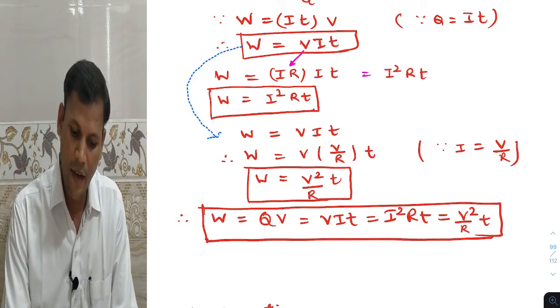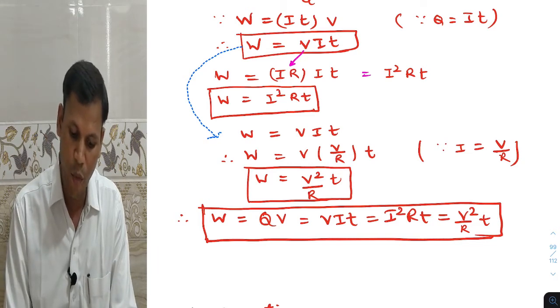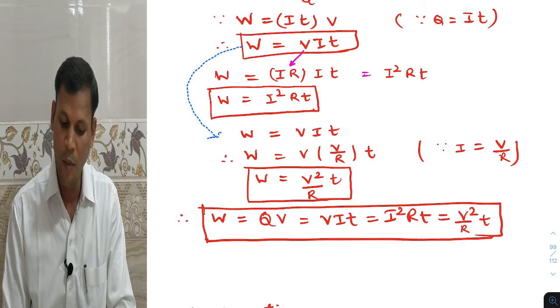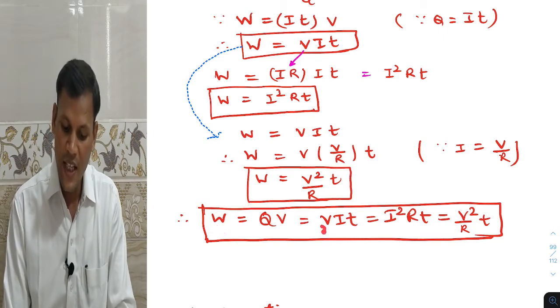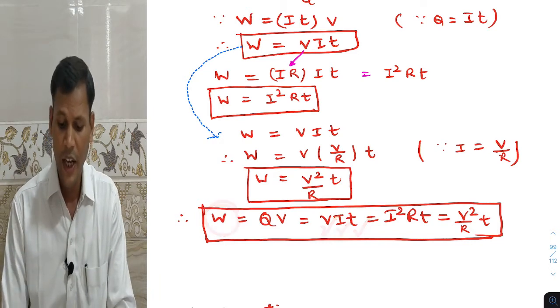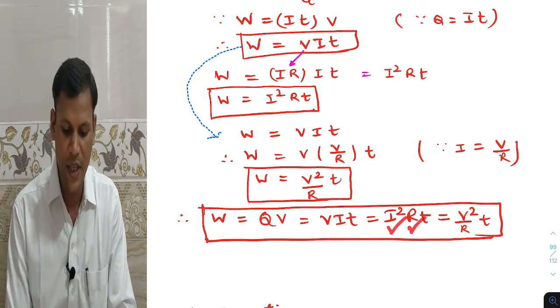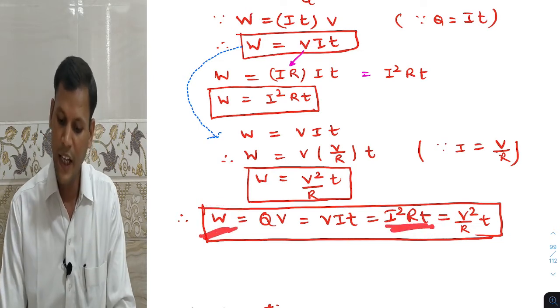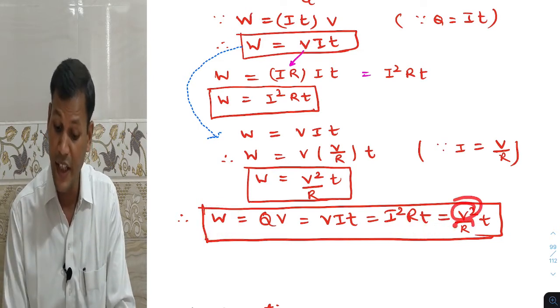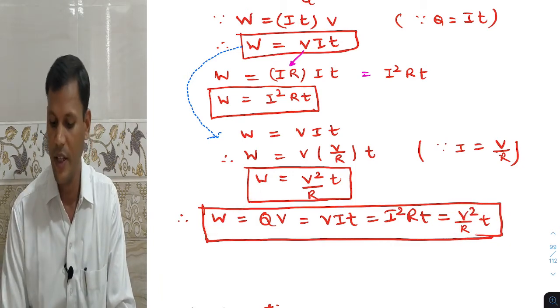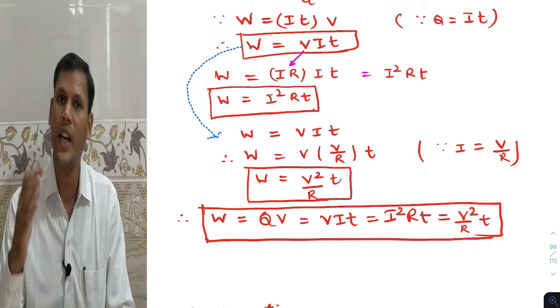If charge and potential are given, we can use this formula. If potential, current and time are given, then we can use this formula. If current, resistance and time are given, then energy can be calculated by this formula. And if potential, resistance and time are given, then we can calculate the energy by this formula. So this is all about energy.